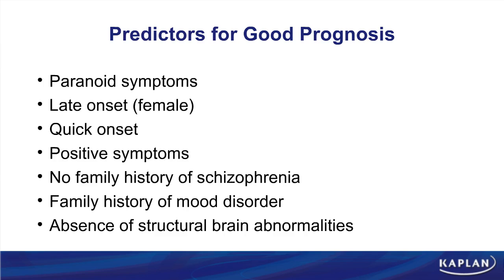Whenever you compare mood and psychotic symptoms, the more mood symptoms you have, the better the prognosis. The more psychotic symptoms you have, the worse the prognosis. So if you have a family history of schizophrenia, that's a bad prognosis. But if you have no family history, that's a good prognosis. The same thing applies with mood. If you have mood disorders in your family, it's always better than having psychotic disorders. And if you have no structural brain abnormalities, then that is also considered a good prognosis.